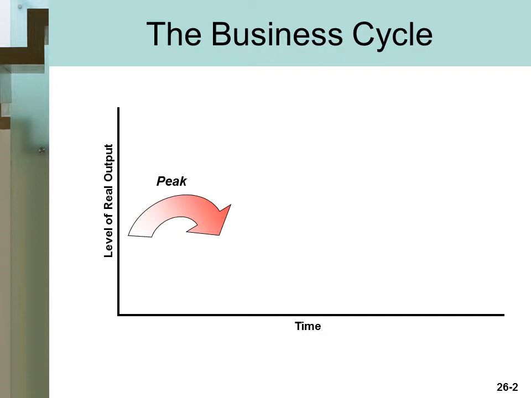On the vertical axis, we're measuring level of real output. Real output is synonymous with real GDP. Output and GDP are the same thing. Again, real GDP is gross domestic product which has been adjusted for changes in the price level, in other words, adjusted for inflation. And typically, we have inflation.